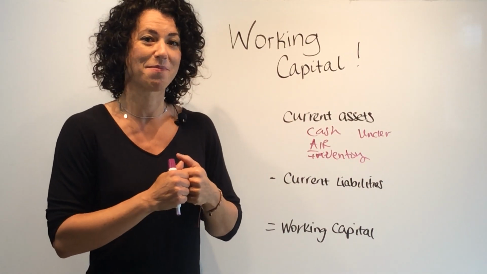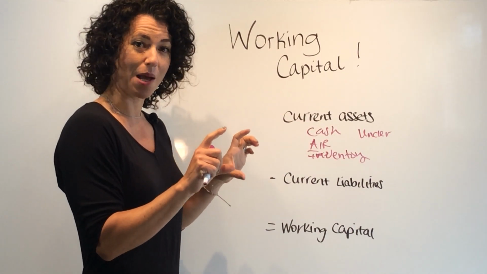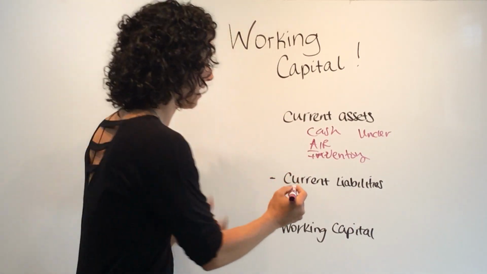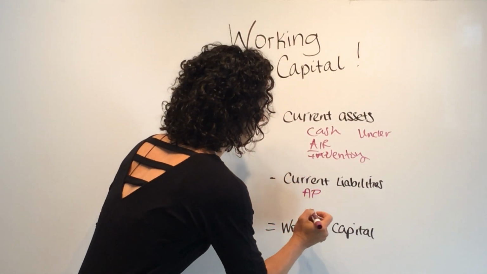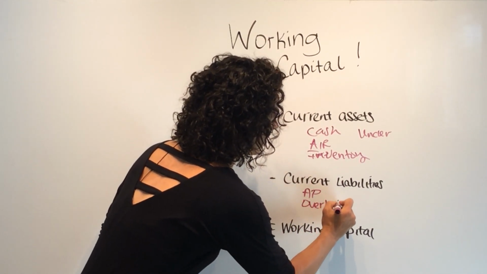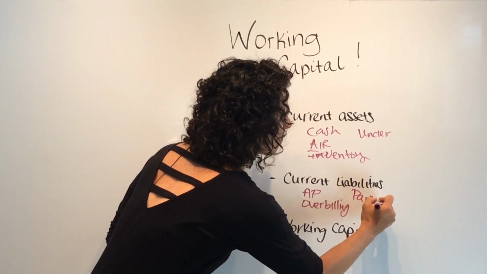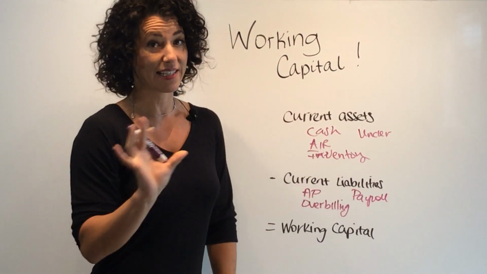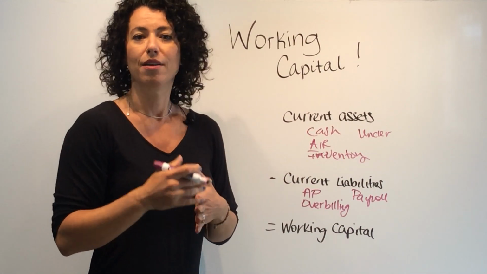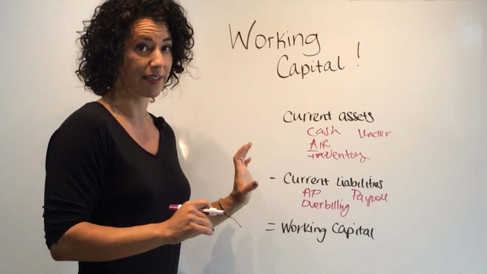Now let's move to current liabilities. So same concept, we're going to look on our balance sheet for our current liabilities, and we're going to expect to see AP and overbillings and some payroll. Just the liability section of payroll. So if we owe SUTA or our withholdings, those all are in our current section.